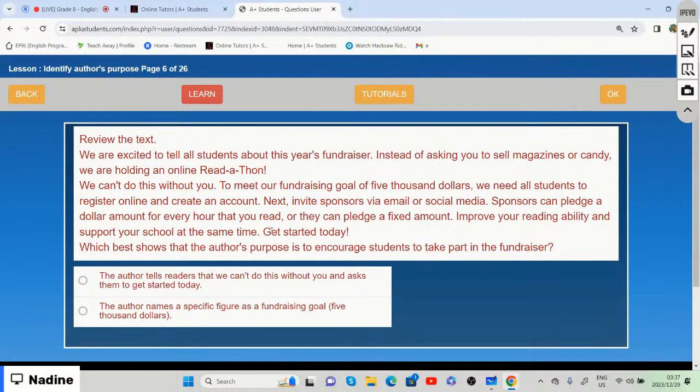Now, that very same text, it says, which best shows that the author's purpose is to encourage students to take part in the fundraiser? So that is based on the text. Is it the author tells readers that we can't do this without you and asks them to get started today, or the author names a specific figure as a fundraising goal, 5,000 Rand?